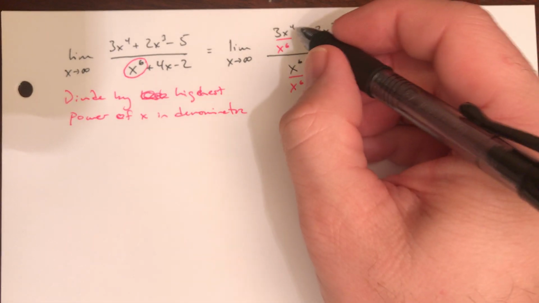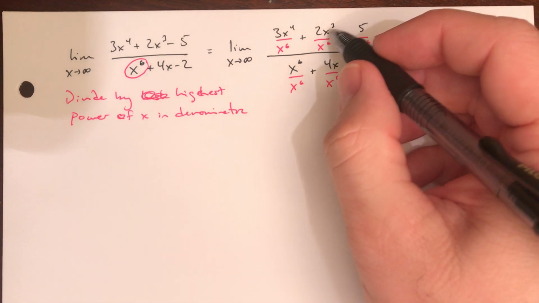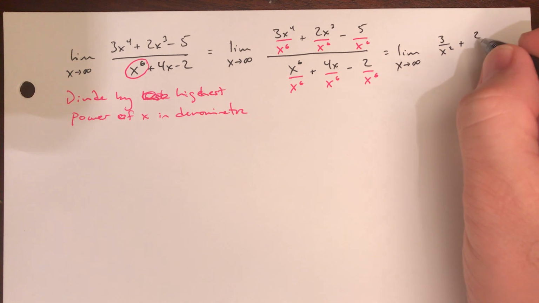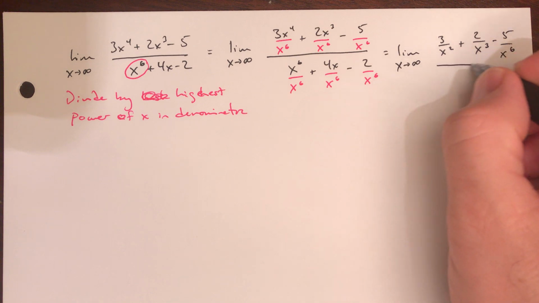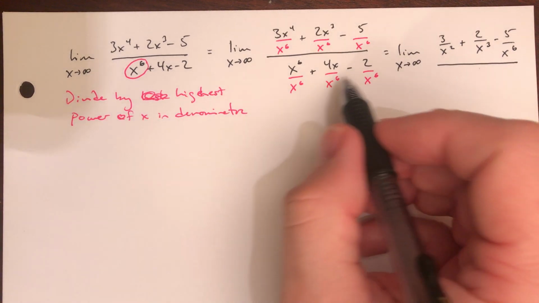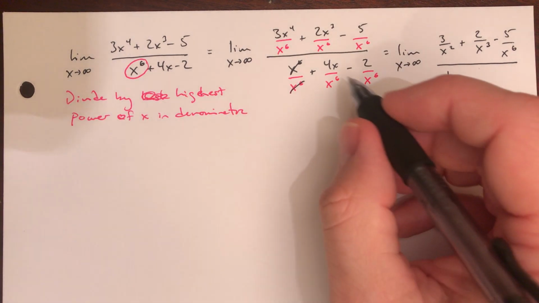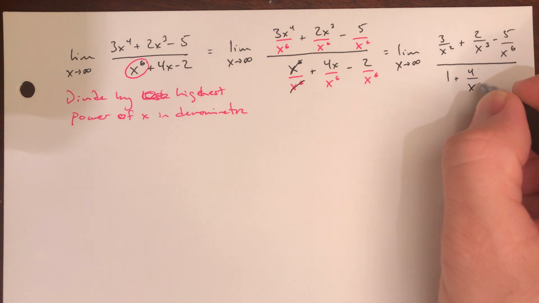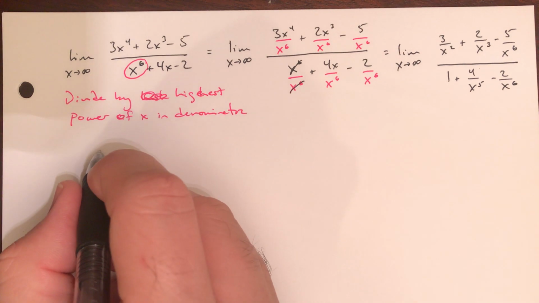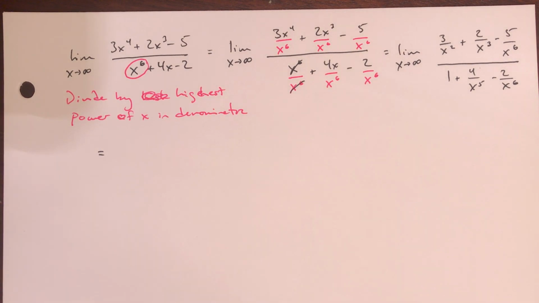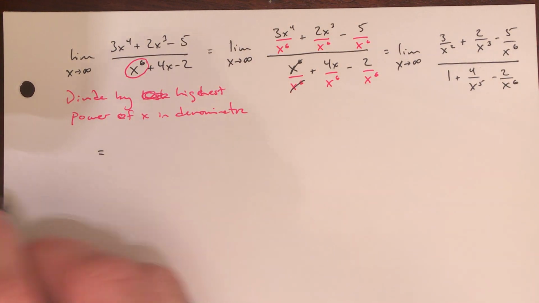3x to the 4th divided by x to the 6th is going to leave us with 3 over x squared. 2x cubed over x to the 6th is 2 over x cubed minus 5 over x to the 6th. That's our numerator. And then in the denominator, x to the 6th divided by x to the 6th is 1 plus 4 over x to the 5th minus 2 over x to the 6th. And then we will apply the limit to each of our terms individually.